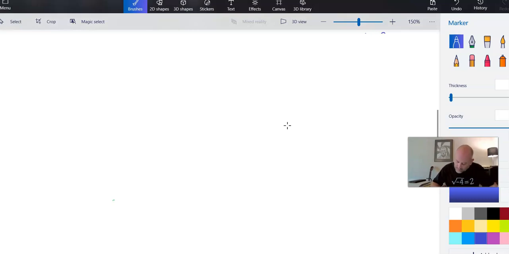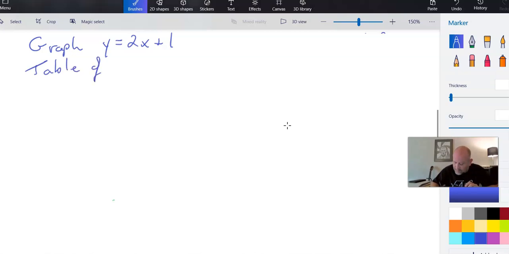Okay, so let's say we want to graph y is equal to 2x plus 1. This first method that we're going to be learning is just finding points. It's doing it in the clunkiest way possible, but it's just to make a table of values.